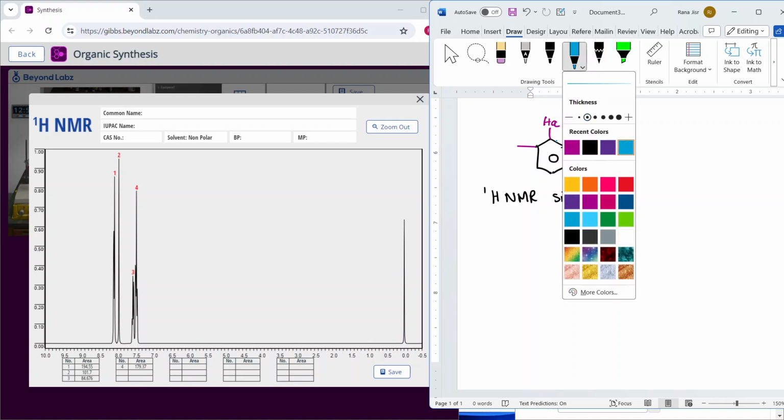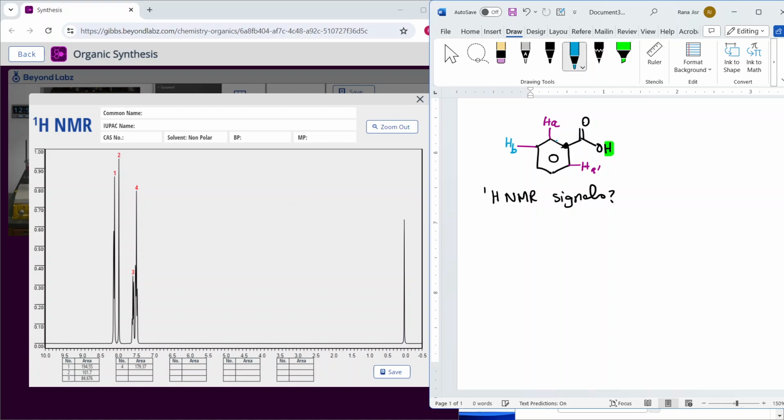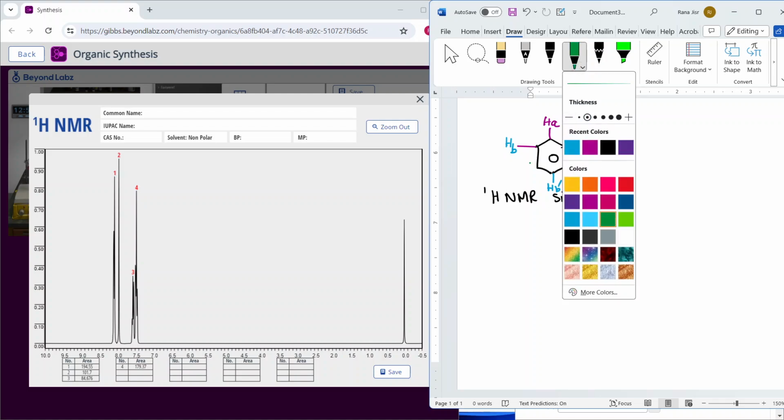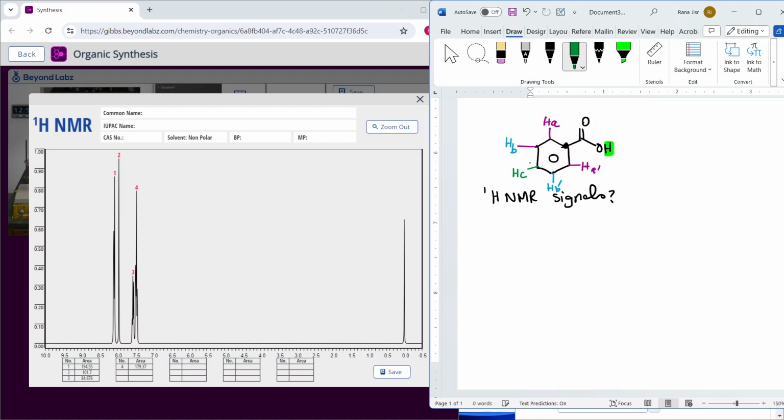I'm going to see another signal. Let's use another color in there for hydrogen B. And again, it's going to be hydrogen B prime. So another signal in there, but it is going to be for two hydrogens, so the intensity of the peak is going to be higher. And then the last signal that I'm going to see is this HC over here, which is going to be shorter than the others because it's going to be for just one hydrogen. So I have one hydrogen, I have a peak for the acid.